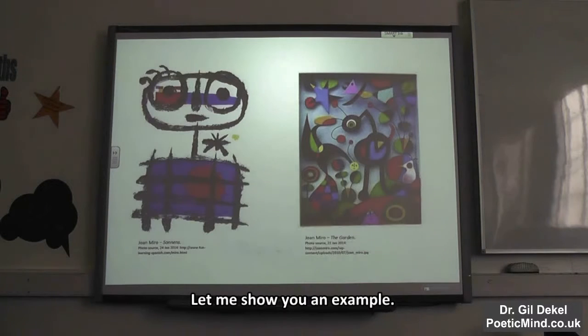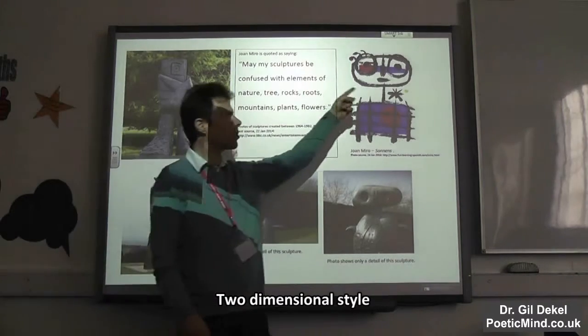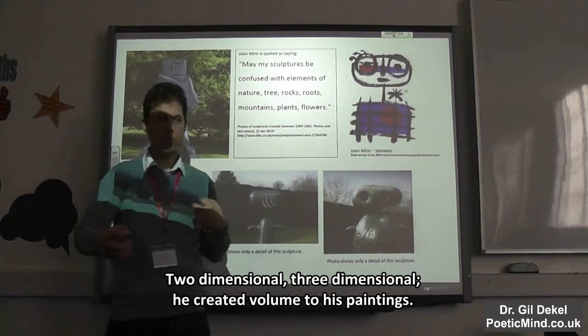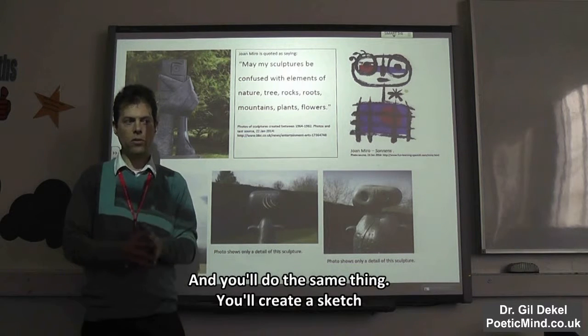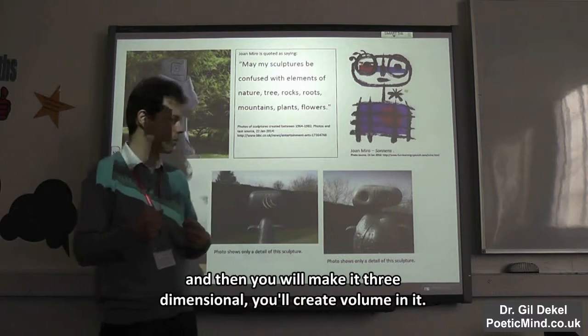Let me show you an example here. So you know Joan Miró? 2-dimensional style, 2-dimensional, 3-dimensional. He created volume to his painting. And you'll do the same thing. You'll create a sketch, and then you'll make it 3-dimensional. You'll create volume to it.